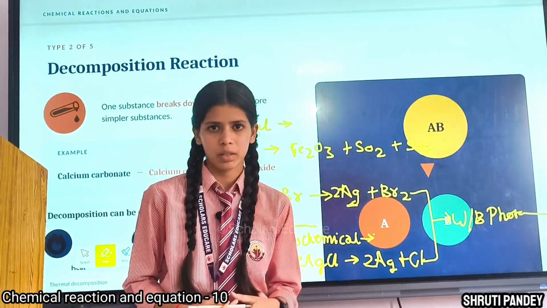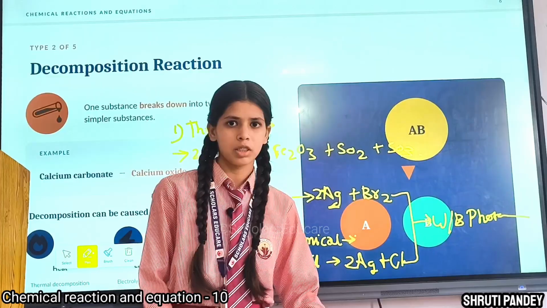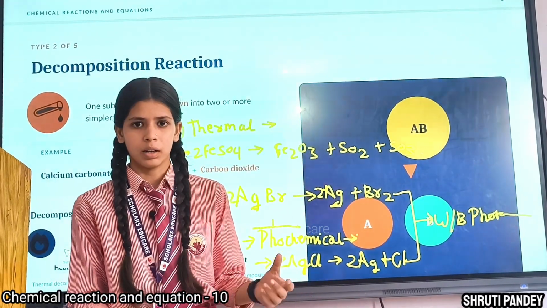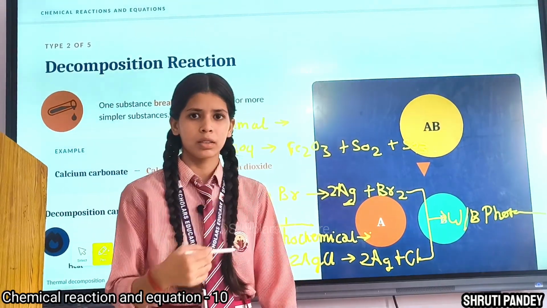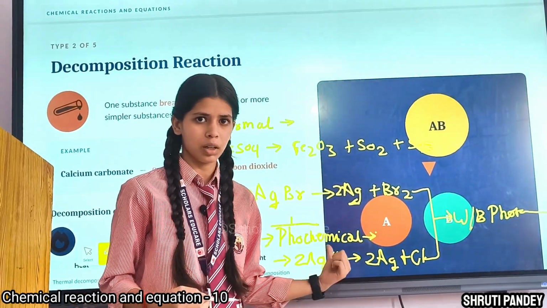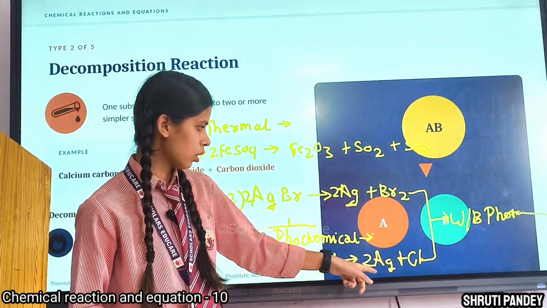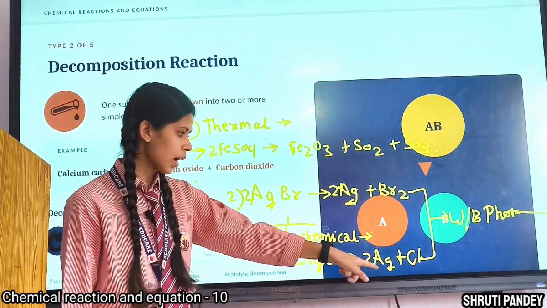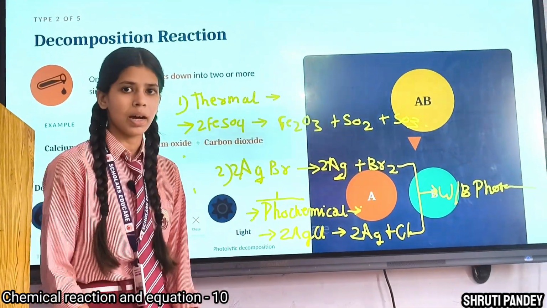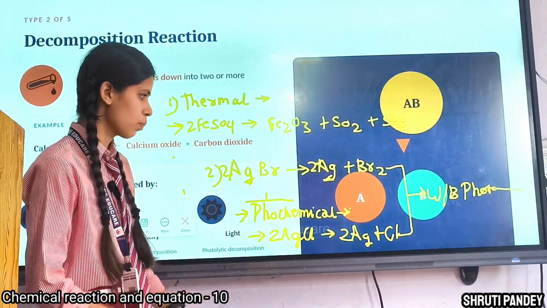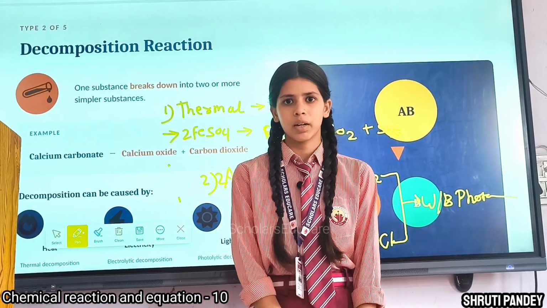To be noted, silver chloride and silver bromide are kept in a dark container, because if sunlight falls on this silver chloride or silver bromide, it will react and decompose again into silver and chlorine. So silver chloride and silver bromide are kept in dark containers. So this was all about types of chemical reaction. I hope you all understand it better.